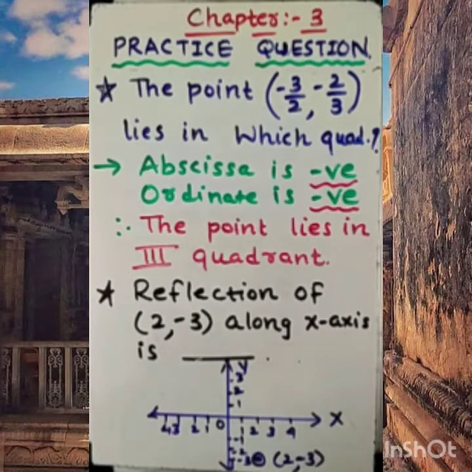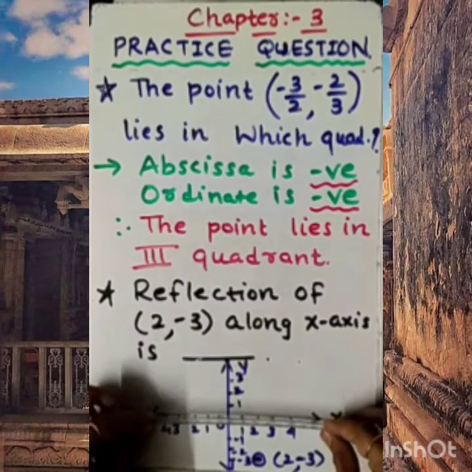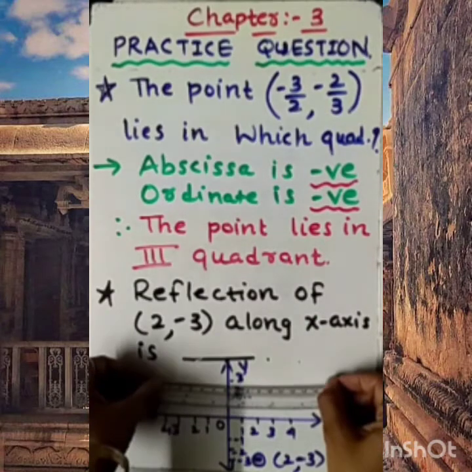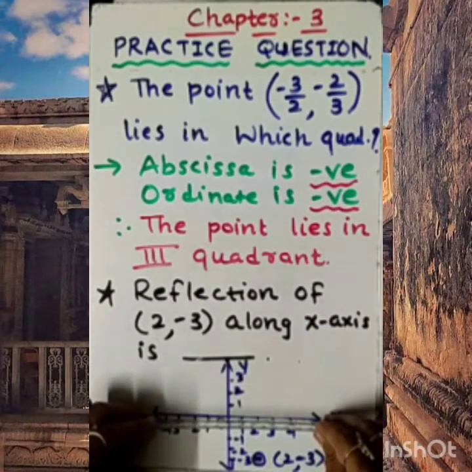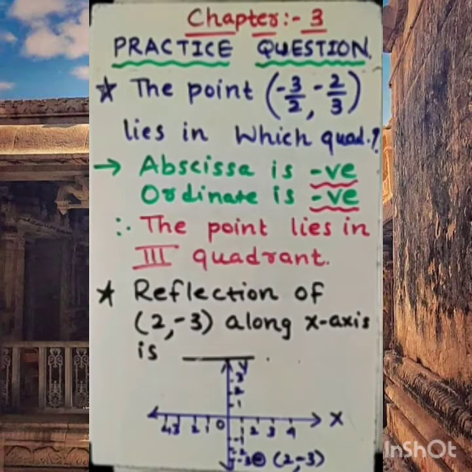Agree? Now what are they asking? Along x-axis, the reflection means mirror image. Suppose I am putting one mirror here at x-axis. If I am putting the mirror, then its reflection will be to this side, right? This is x-axis, this mirror I am putting here. So its reflection I will get to this side. Fine. So dear student, the point of which I am getting the reflection, where will it be? This is (2, -3).